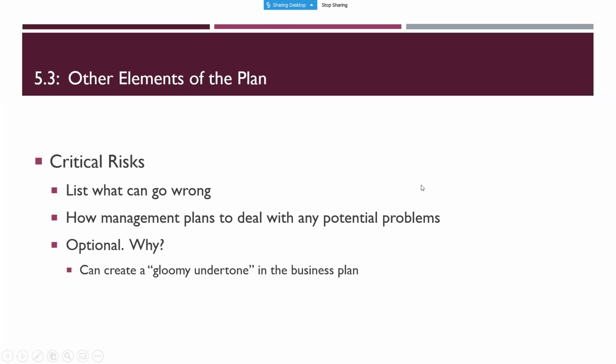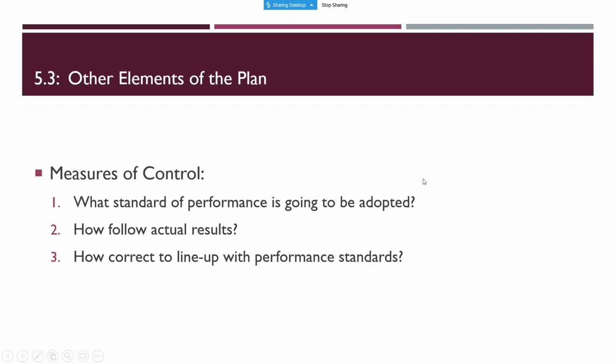So what can go wrong? How does management plan on dealing with any problems? And talking about measurements of control as well. What kind of standard of performance are you going to adopt in the company? How are you going to follow results? And how are you going to correct any problems that arise there?